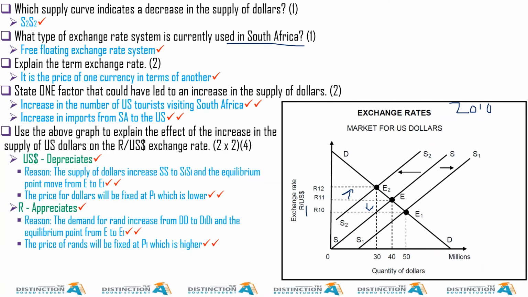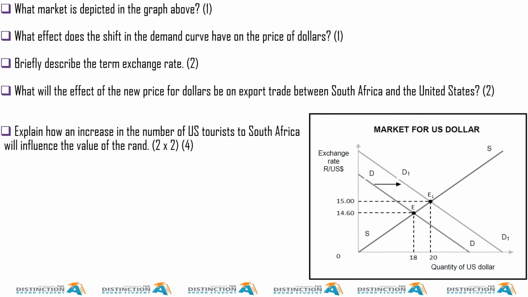Okay. Use the graph to explain the effect of the increase in the supply of USD. If you don't explain this way, you could explain it the other way, but you are saying the same thing, because if the dollar appreciates, the rand is depreciating, and if the rand depreciates, the dollar is appreciating. So it's always the opposite. The same graph, but now again it's a shift of the demand curve. So it represents the appreciation of the dollar and the depreciation of the rand. What market is depicted? That is the foreign exchange market.